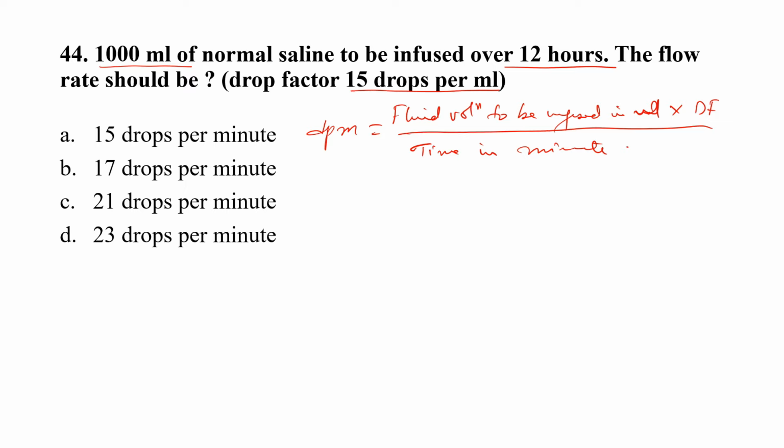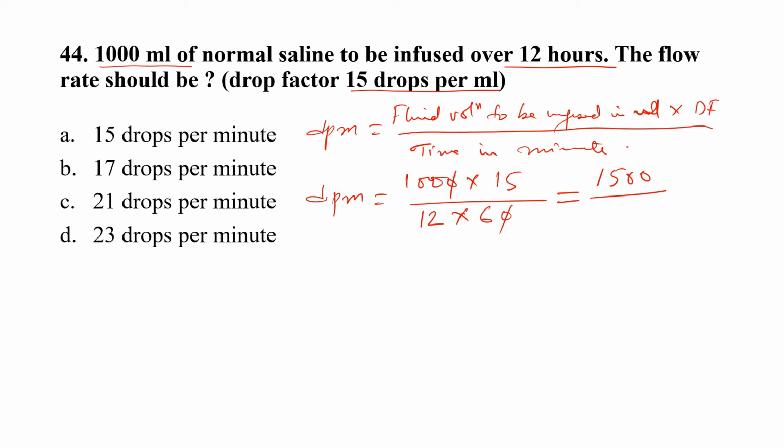So the drops per minute is equal to the fluid volume, which is given as 1000, and the drop factor is given as 15, and the time is 12 hours. So we have to convert it into minutes. We'll multiply it by 60, so the 0 will cancel. 100 multiplied by 15 we will get 1500, and 12 multiplied by 6 we will get 72. 1500 divided by 72 will give 20.83, which is equal to 21 drops per minute. So the correct option here is option C, 21 drops per minute.